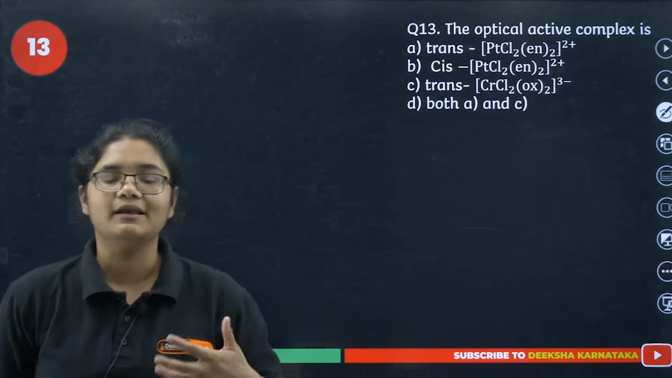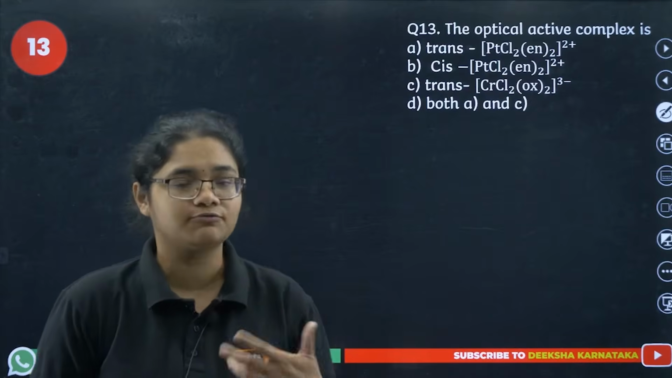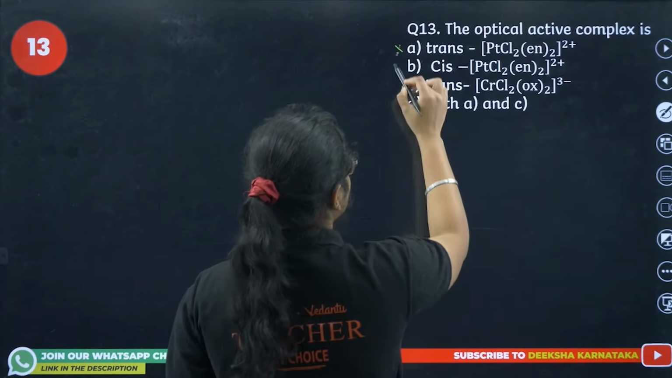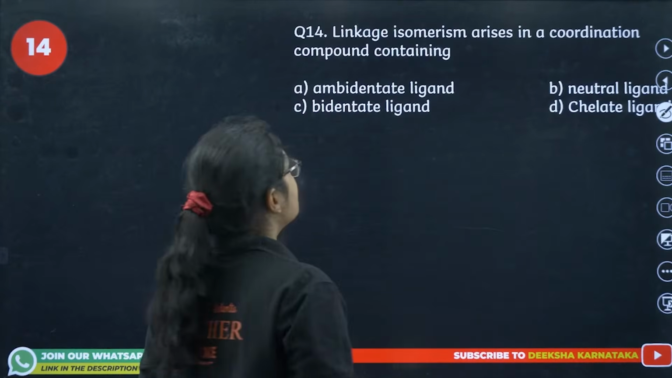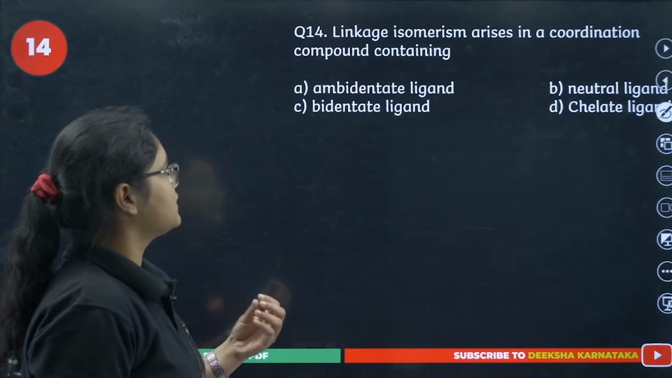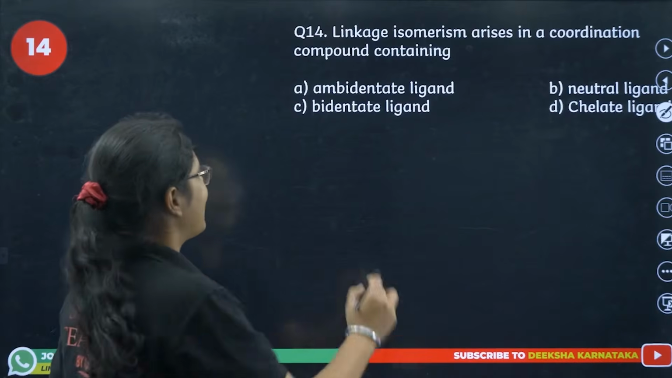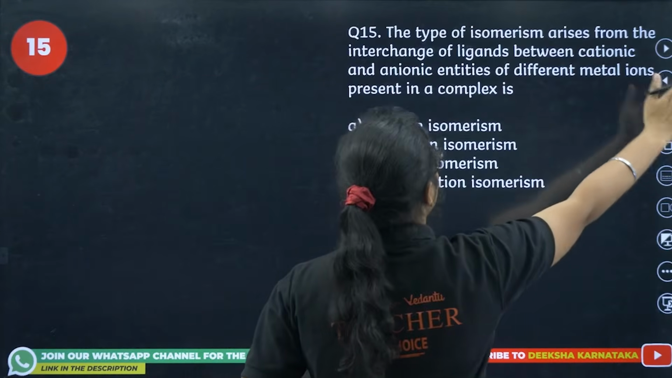Next, the optically active complexes. So you remember, optical activity is always for the cis form. The trans form will not show, the cis form will show. So option number B here. Next, linkage isomerism arises in a coordination compound which contains an ambidentate ligand, option number A.